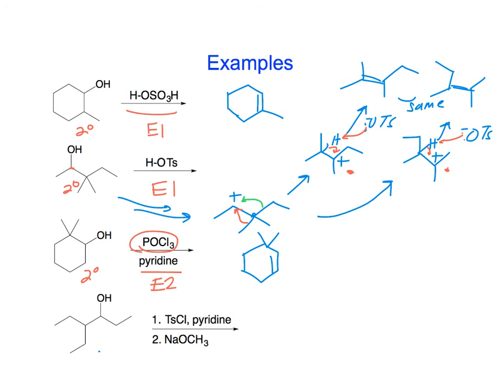The last example, we're going to form the alkyl sulfonate up here as a good leaving group. We're going to use a strong base. It's going to follow a Zaitsev elimination, just like this.